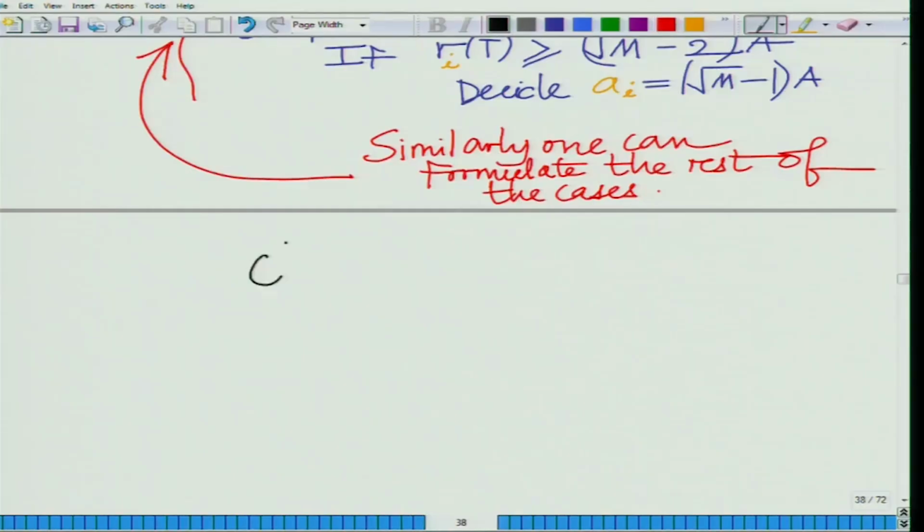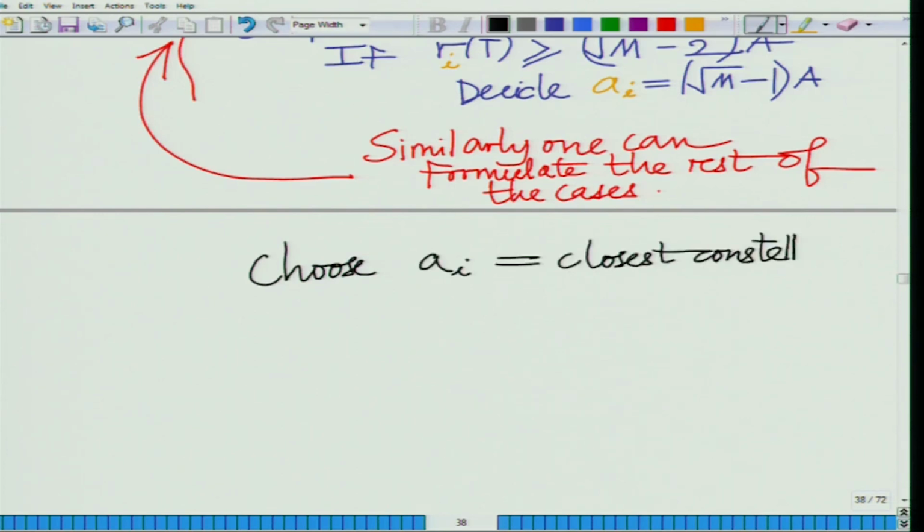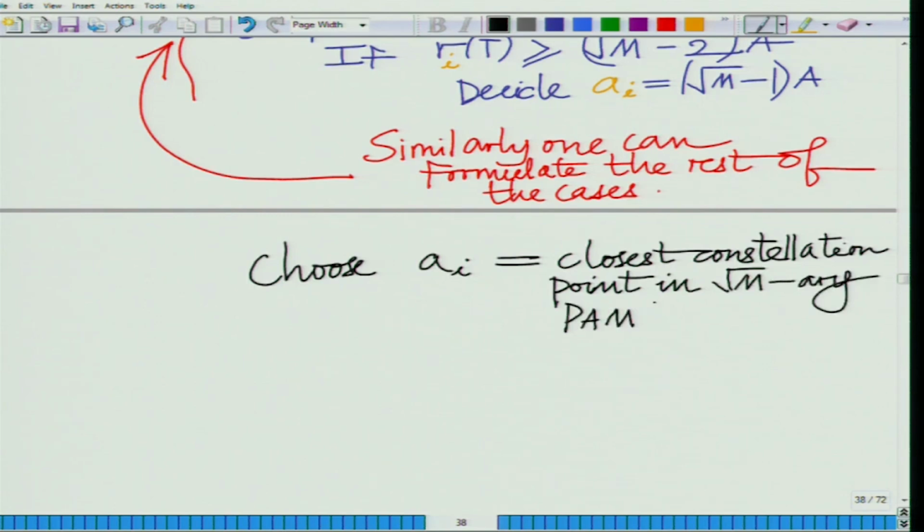Okay. So, that is basically the idea. Let me just summarize this. Choose A_i equal to the closest constellation point in square root M-ary PAM to r_i(t). Okay. Choose the closest constellation point to r_i(t). That is the basic idea.